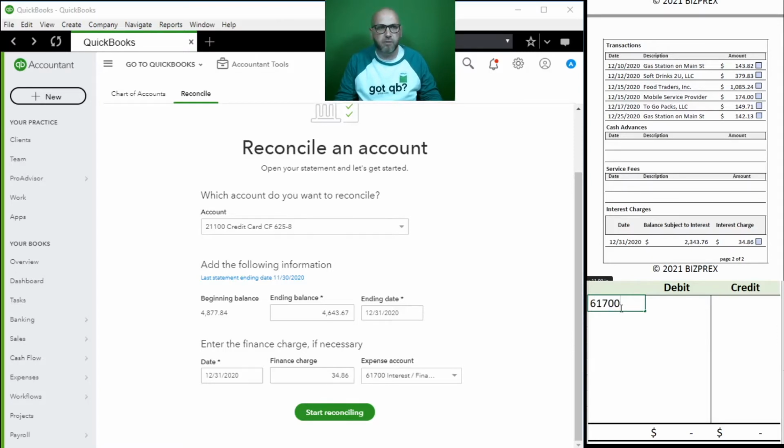So one of the things we can see is that our expenses for interest and finance charges will go up. Expenses go up when debited. And this amount will be added to our credit card balance. Therefore, our credit card balance will go up. Being a liability, it goes up when it is credited. Okay, debits and credits are in balance. This amount, even though we enter it once, is both a debit and a credit. It is a debit to account 61,700, and it is a credit to account 21,100.